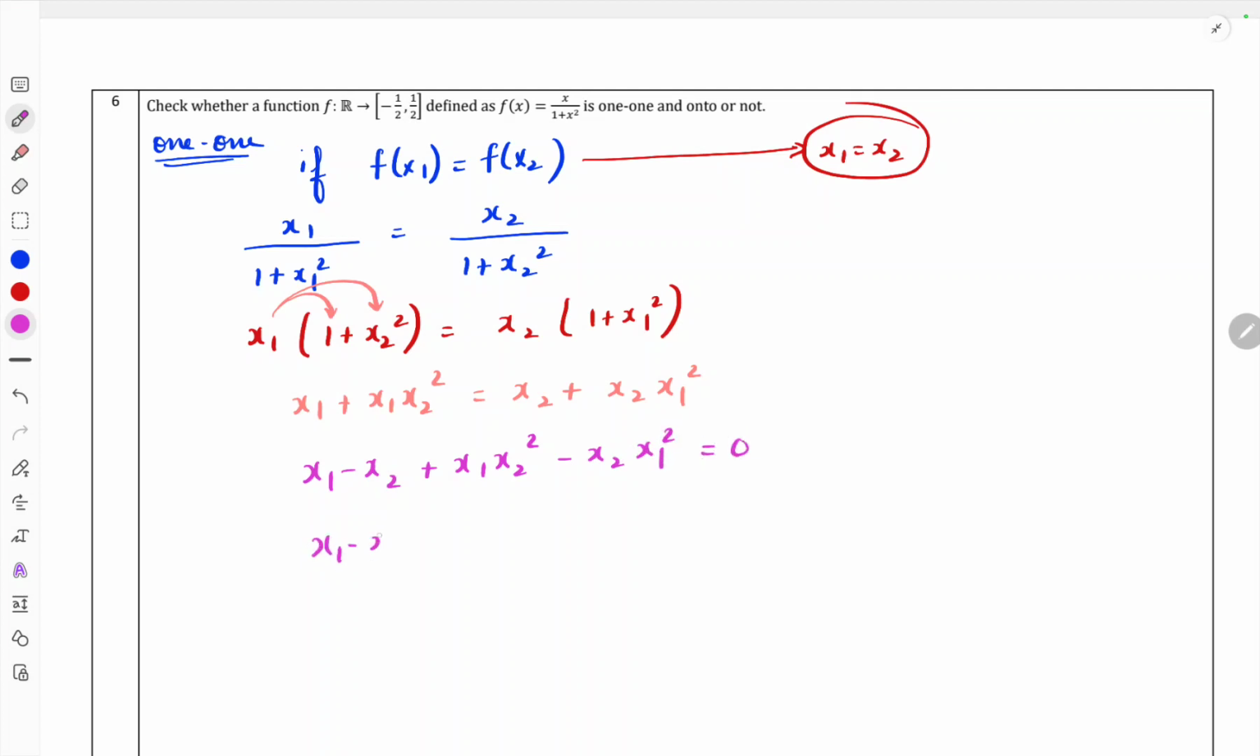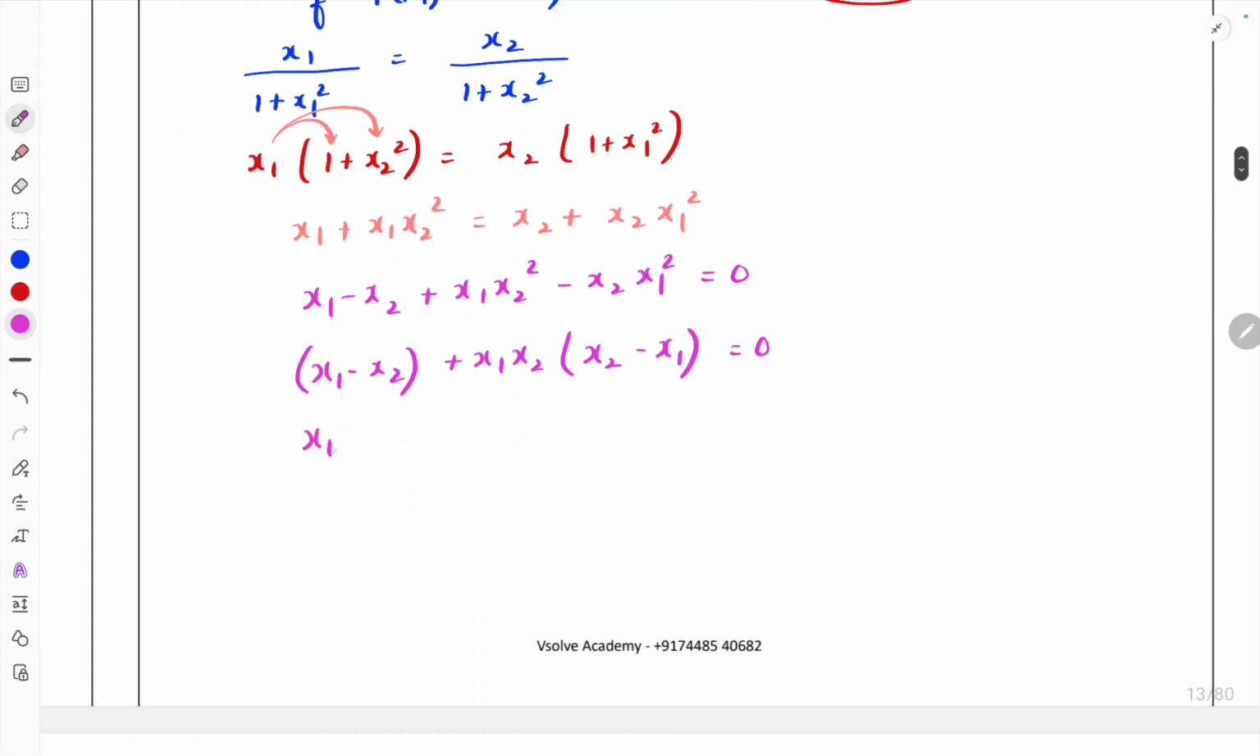So this x1 minus x2 I will take as one term, and here I can take x1 x2 as common. If I take it like this, it will be x2 minus x1 I will get, equal to 0. Now if I take x1 minus x2 common, here in this I have into 1 like this. So this into 1 I can write here, and this is nothing but negative of x1 minus x2. So which means I can write this as x1 minus x2 into 1 minus x1 x2 equal to 0.